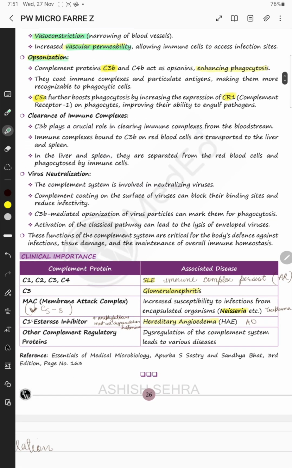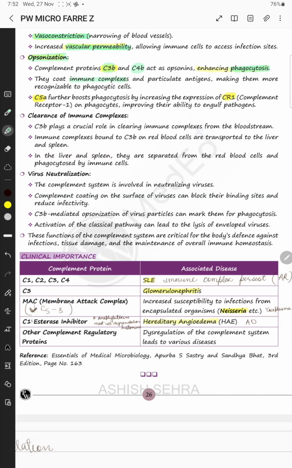थर्ड फंक्शन इज ऑप्सोनाइजेशन. जो कॉम्प्लीमेंट प्रोटीन है C3b और C4b, these act as opsonins. Opsonins क्या करते हैं? They enhance phagocytosis. Opsonins के कारण phagocytosis increase हो जाता है. ये इम्यून कॉम्प्लेक्स के अराउंड जाके कोटिंग बनाएंगे.